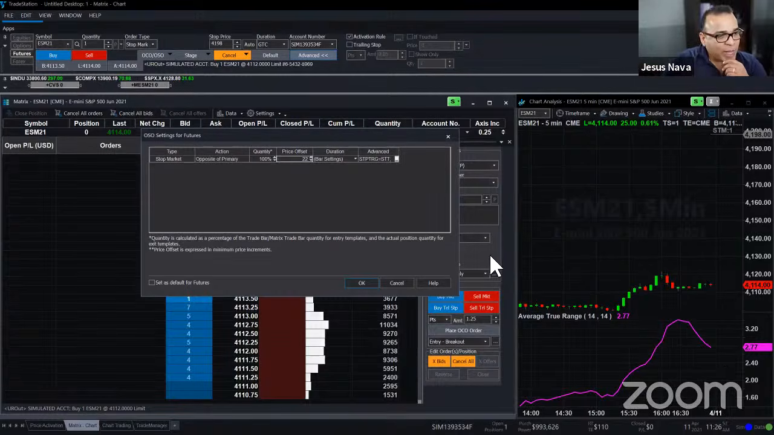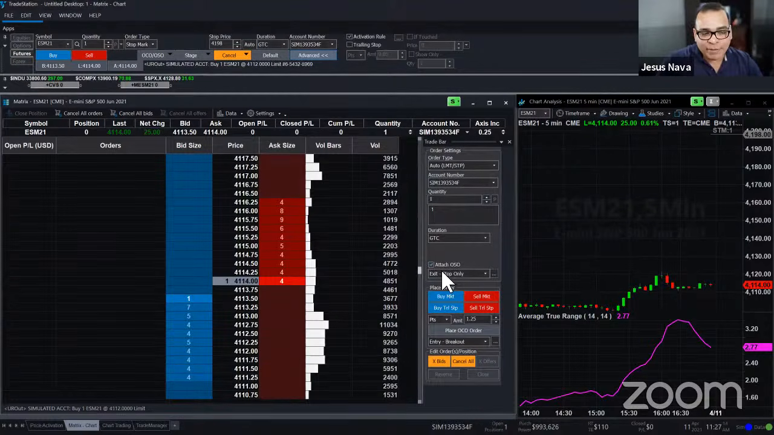And that is why I have a 22 here, because 5 points would be 20 ticks, right? 4 ticks to a point. 4 times 5 is 20. And then I have another half of a point, which is an extra 2 ticks. And that's why I put in a 22 here to have a twice an ATR stop. I'm going to click OK.